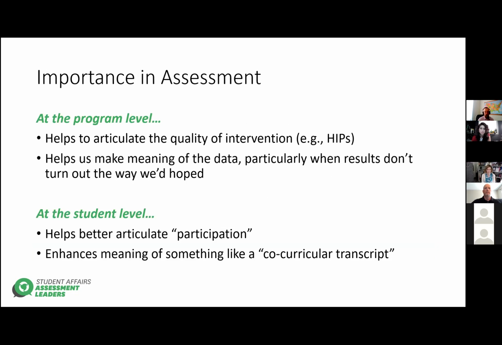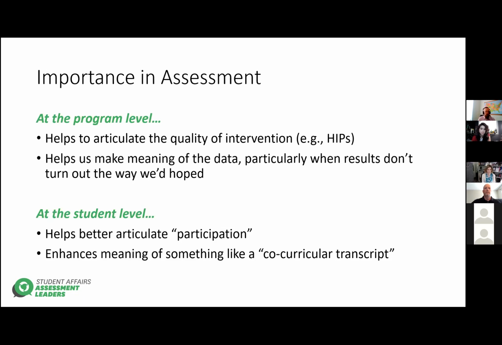And again, this is where we're going to come back to the transcript to say that, okay, at a program level, implementation fidelity really helps us to articulate what the quality of an intervention might be, particularly when we talk about these high impact practices. And really getting beyond that, it's the practice, it's what we're doing within that label that makes it really important. But it's also helpful from an assessment perspective, because if we're measuring the quality of that intervention and we don't get good results, we have a way of coming back to look at that.